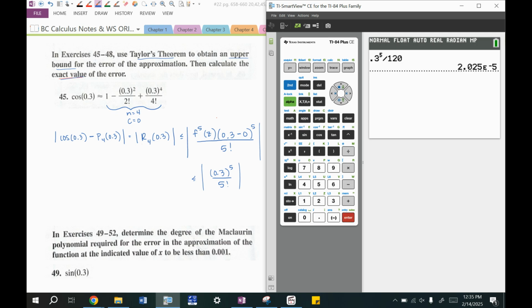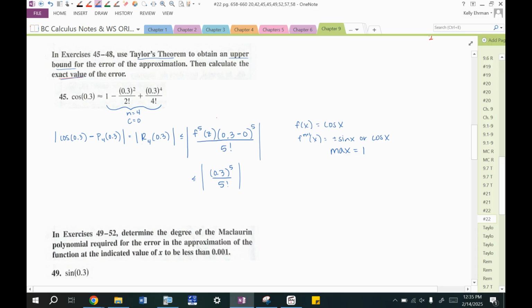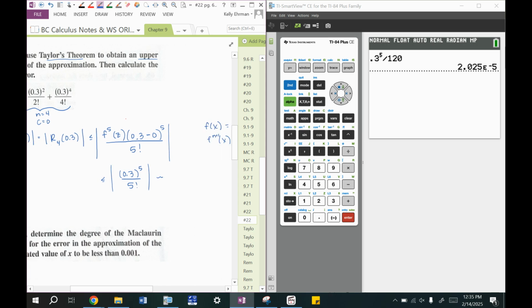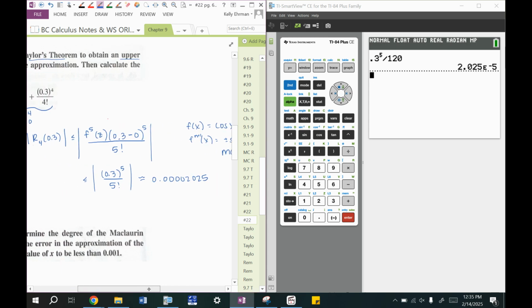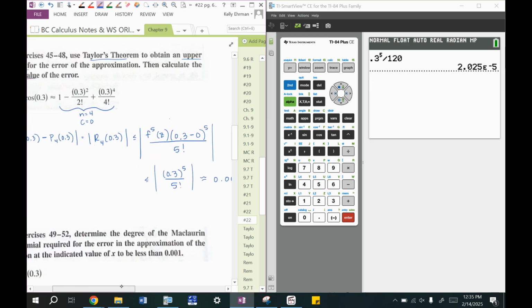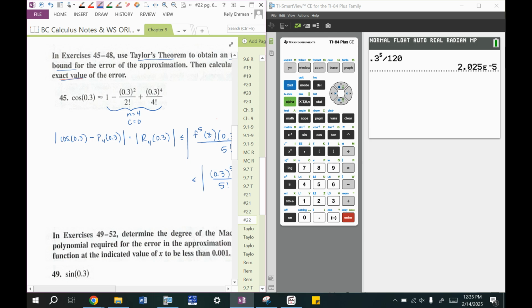And so I am getting, let me split this, about equal to 0.123422025. Now, what is the actual error? The actual error should be smaller than that. So let's see. The actual error is what I get when I type in cosine of 0.3.